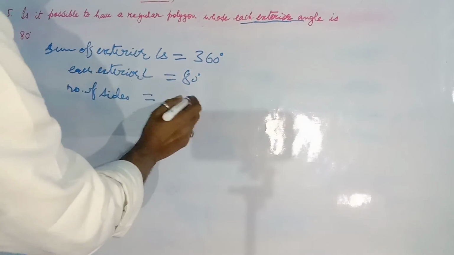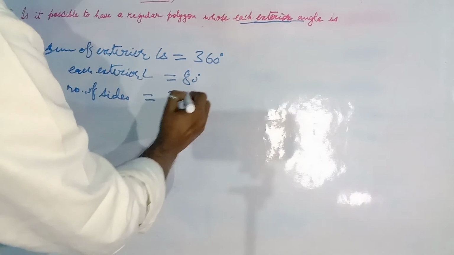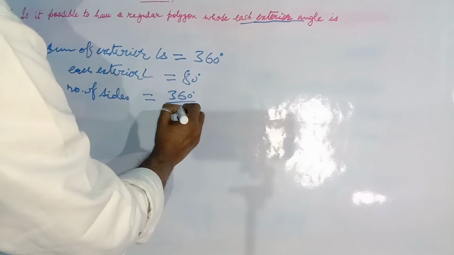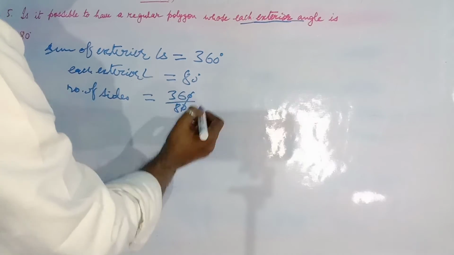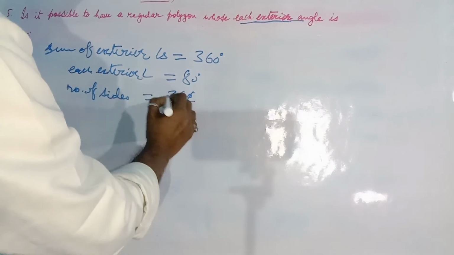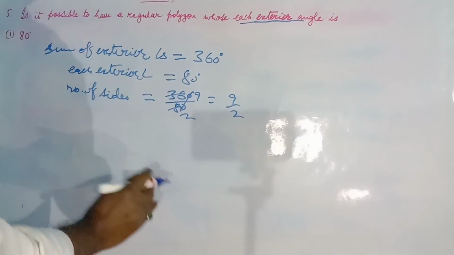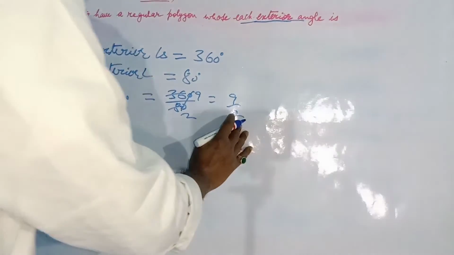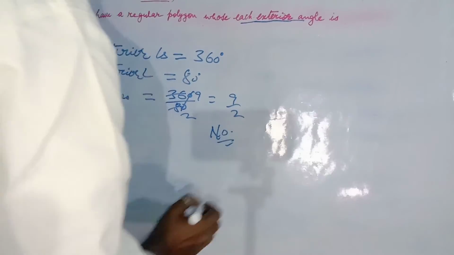The number of sides will equal the sum of exterior angles, 360 degrees, divided by each exterior angle, that is 80. We will cancel this one. 4 twos are 8 and 4 nines are 36, so it means 9 by 2. This is not a whole number, so the number of sides is not a whole number, so it will not be a regular polygon, so the answer will be no.